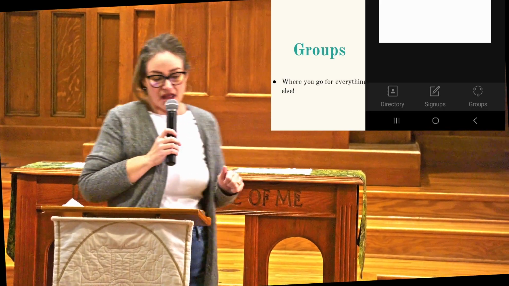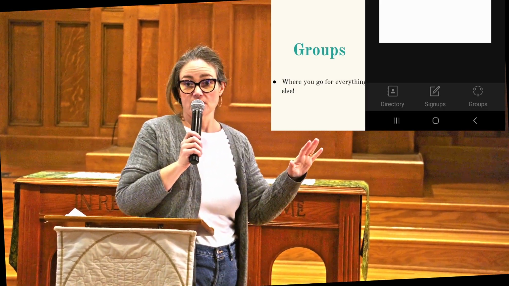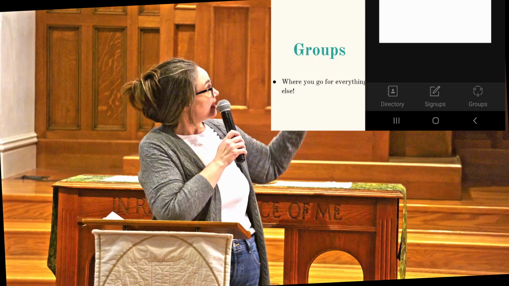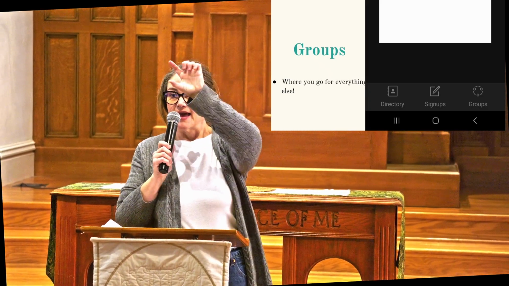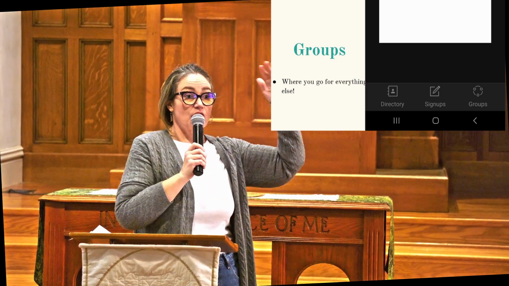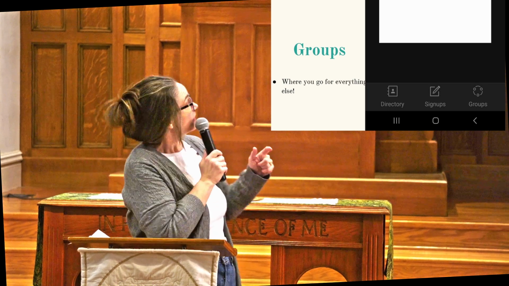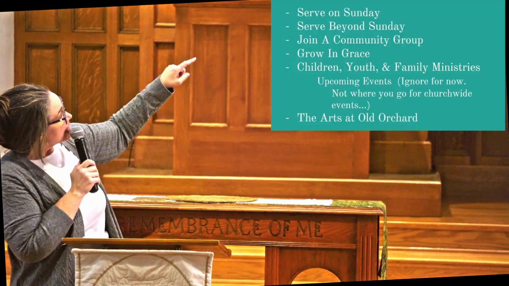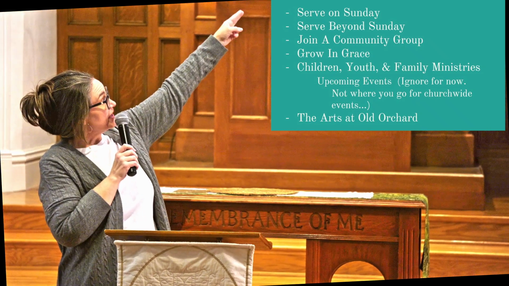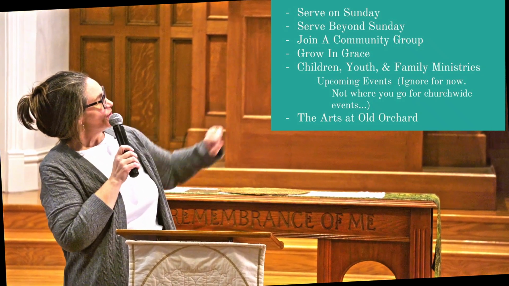Okay. So when you tap on groups, you're going to see little thumbnail pictures of the groups you might already belong to. But if you scroll down a little bit more, you're going to see a heading that says Find a Group. Below that are the categories that we put all the groups into, and there are 7 listed there. They are listed into these 7 categories: Serve on Sunday, Serve Beyond Sunday, Join a Community Group, Grow in Grace, Children, Youth, and Family.